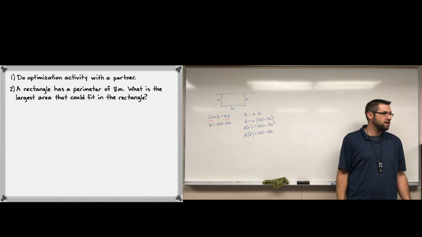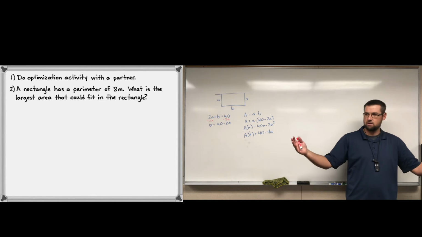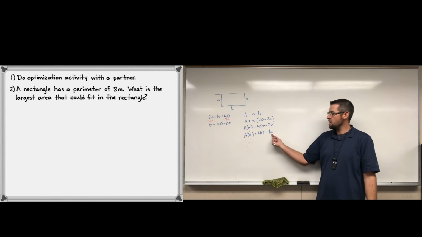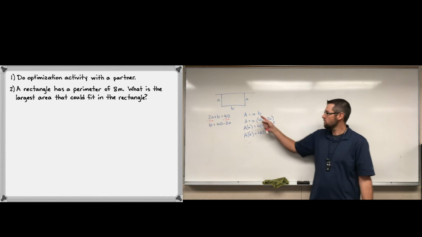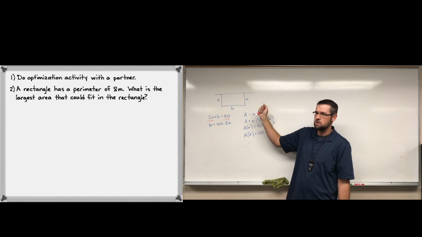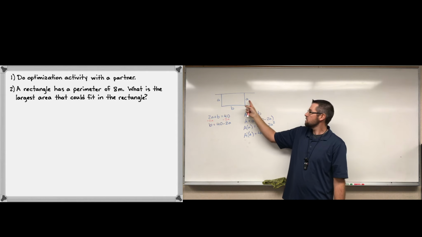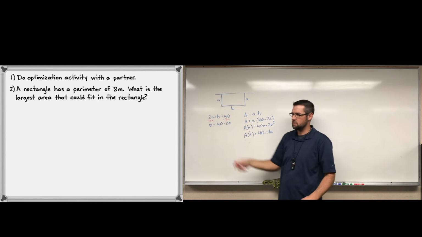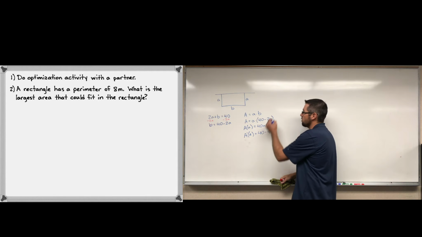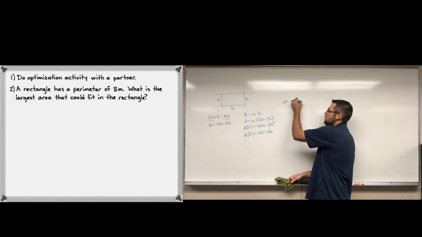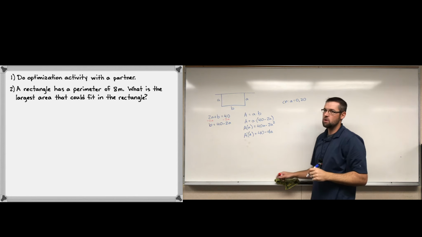Well, what were the endpoints of A? What was the biggest value of A and the smallest value of A that makes this function work? A couldn't be anything smaller than 0. That wouldn't make sense. And it couldn't be anything bigger than 20. Why couldn't it be anything bigger than 20? Because if that was 20 and that's 20, that would make this length 0. And so if these were bigger than that, that would make this negative, and that doesn't make sense. So we would say our critical points, the first one is 0. Second one's 20. And then what else do I have to do?